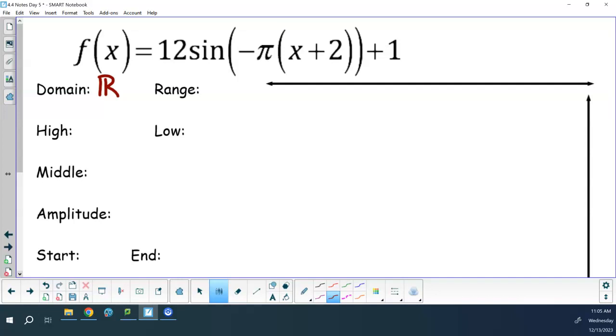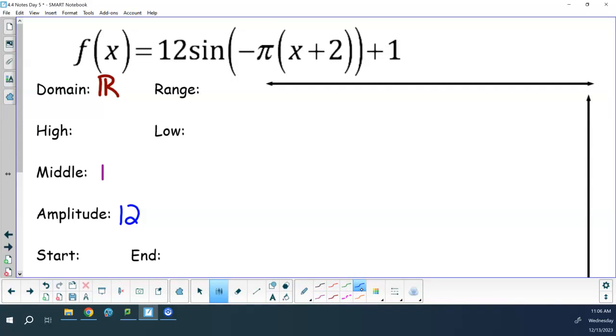Okay. Give me another easy one to find. What's the amplitude? 12. That's that number out in front. And the other easy one to find. 1. The middle is 1, right? So if my middle is 1 and my amplitude is 12, what is my high value? What is my low value? What is my range?